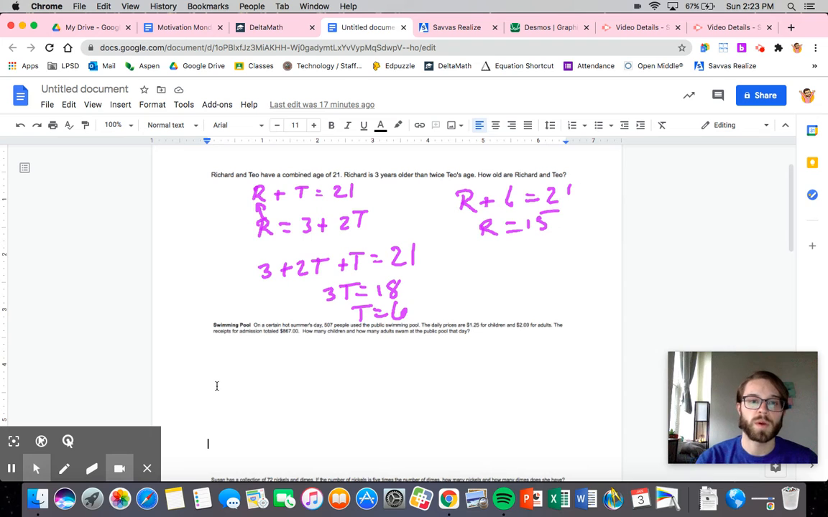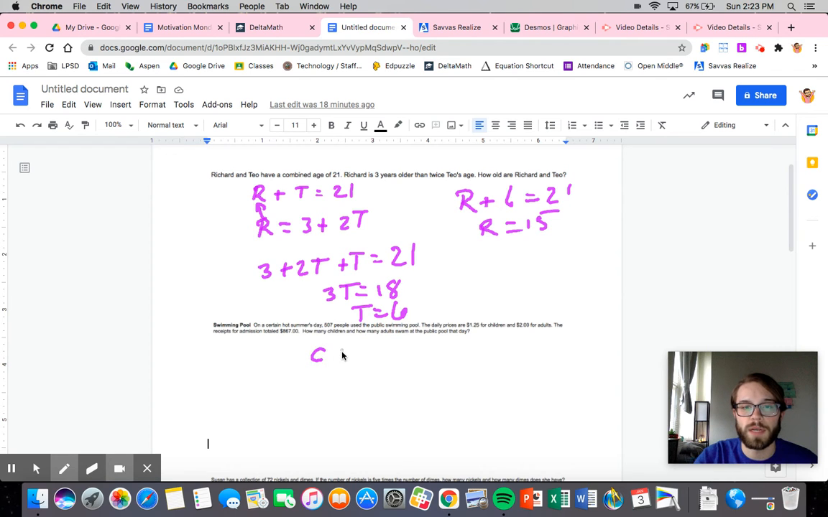We have a swimming pool. On a certain hot summer's day, 507 people use the public swimming pool. So we know that 507 is probably going to go on somewhere. The daily prices are $1.25 for children and $2 for adults. The receipts for admission totaled $867. How many children, how many adults were in the pool? Well, we know in total there was 507 people. So that is some combination of adults and children.